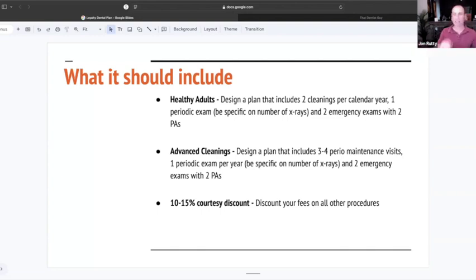But the point is that the 10 to 15% would be for everything else in the office. All right. So if they're getting SRPs, they get the 10 to 15%. If they're getting crowns or root canals or implants, they're getting a 10 to 15% discount on those things, because that's what they would enjoy or something similar from insurance. Now, keep in mind, we are not competing with insurance. All right, that's not what we're doing here.